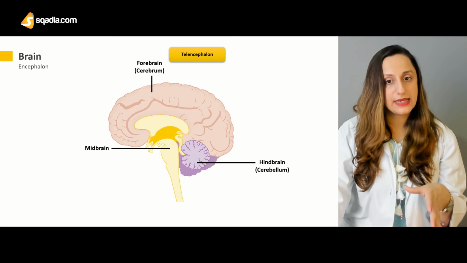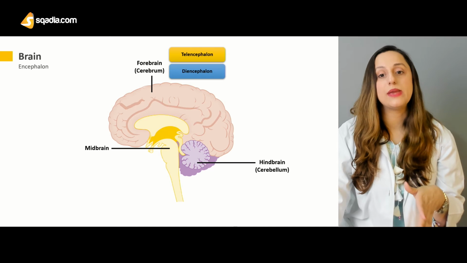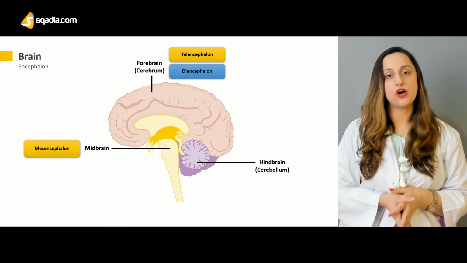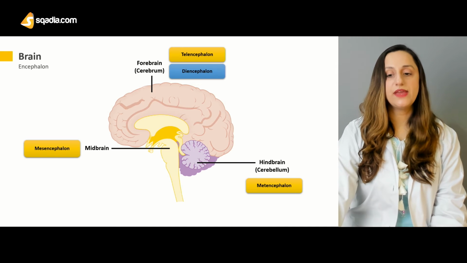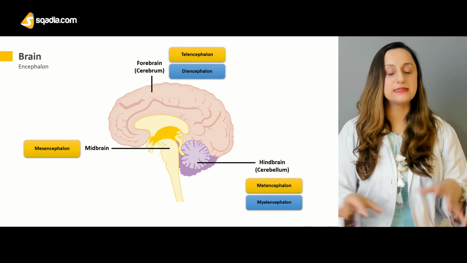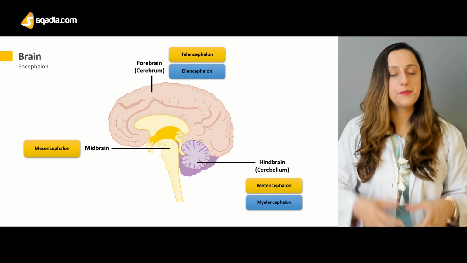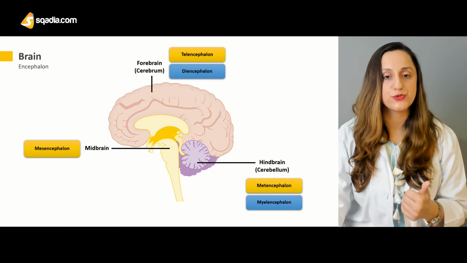Now, the forebrain is subdivided into the telencephalon and the diencephalon. For the midbrain, the terminology of mesencephalon is used. And then we have the hindbrain, where the terminologies metencephalon and myelencephalon apply, and different structures are a part of the metencephalon and myelencephalon. We'll be going through that.